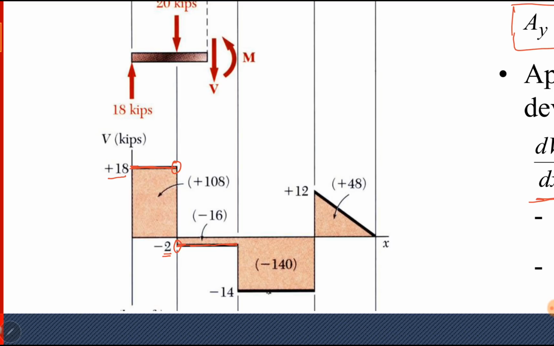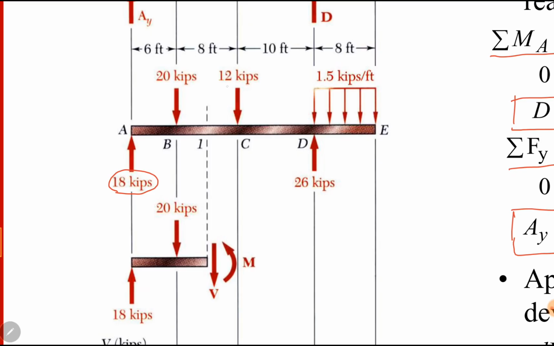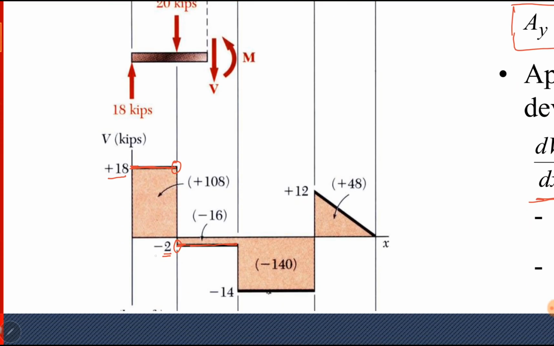Then at C, again we have a downward force of 12 kilopounds. Previously we have minus 2 and downward 12 is minus 12. Minus 2 minus 12 becomes minus 14. So at point C, we have two values of shear forces.